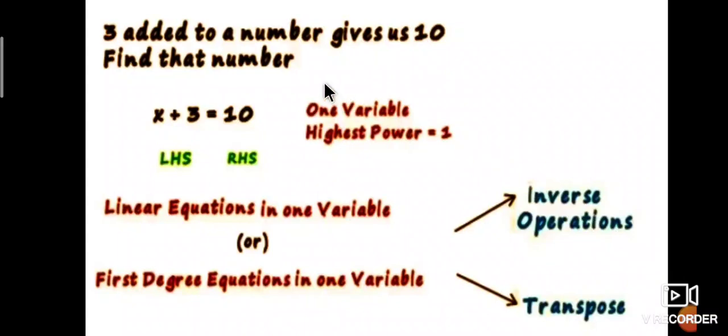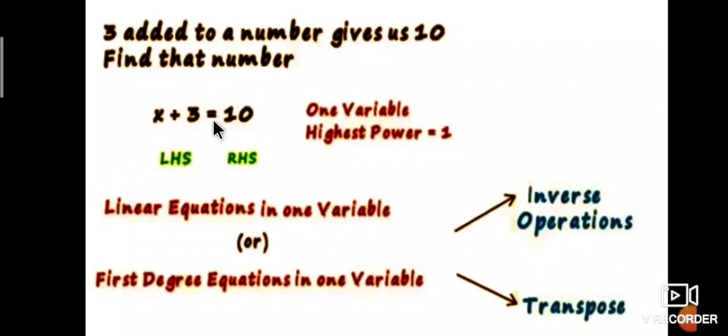Therefore, 3 is added to a number gives us 10. Find the number. This is a simple equation. Observe this example: x plus 3 is equal to 10. Here x is called the variable, and 3 and 10 are called constants. Here the highest power of the variable is 1. Such an equation is called a linear equation in one variable.